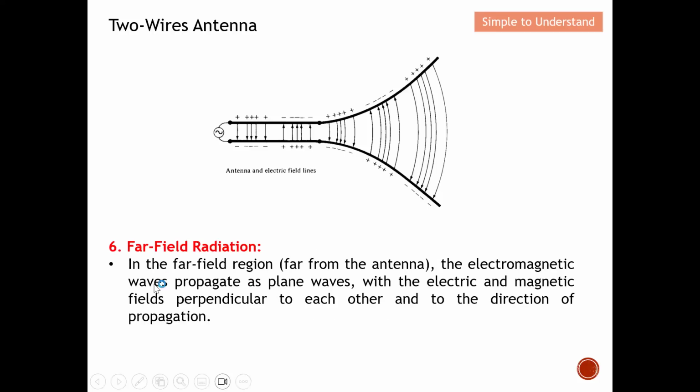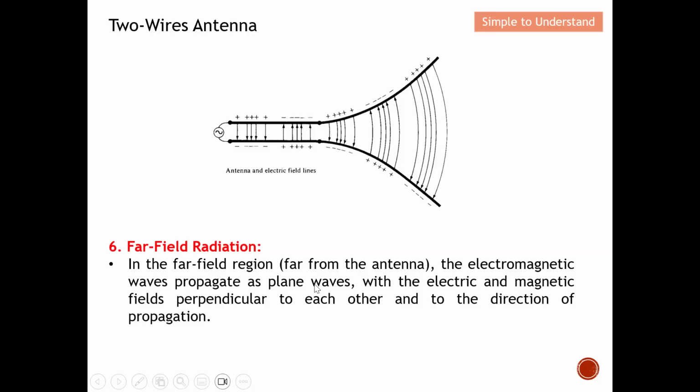Far field propagation. In the far field region, for which I have done a video on when it is considered far field, the EM wave propagates as a plane wave, which means the wave impedance is 377 ohms, with the electric and magnetic fields perpendicular to each other and to the direction of propagation. You always need to keep this in mind. You need both the E and H field in order for them to propagate. Once they propagate into the far field, they become like a plane wave.